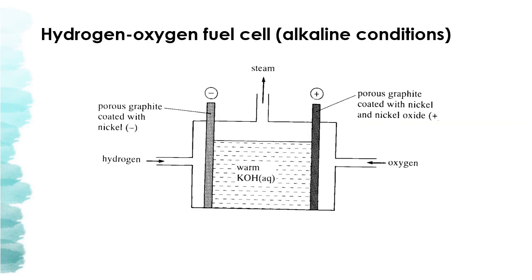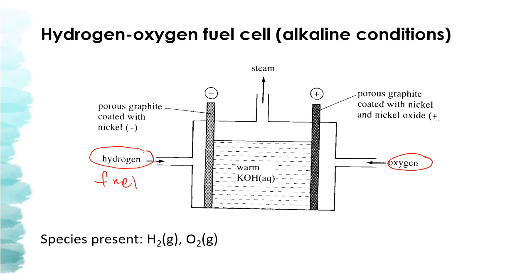For the hydrogen oxygen fuel cell, if you recall what I said earlier in the past two slides, it is actually a combustion reaction. So the reactants here are quite familiar. Let me write it down on the slides. The hydrogen is the fuel. The O2 is what we need for the combustion reaction. So the species are H2 gas as well as O2 gas, and this is carried out under alkaline conditions.